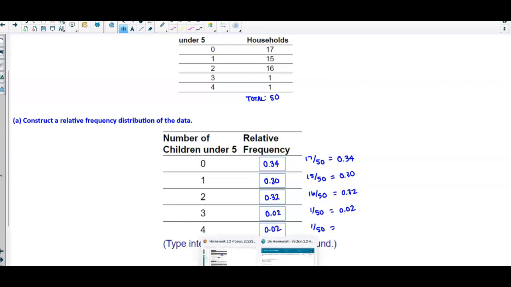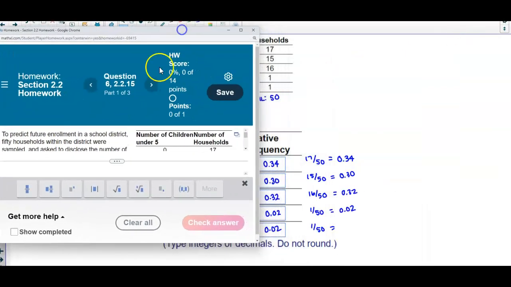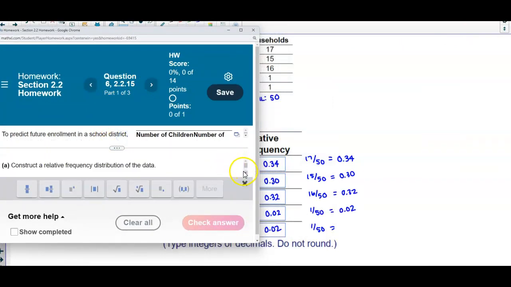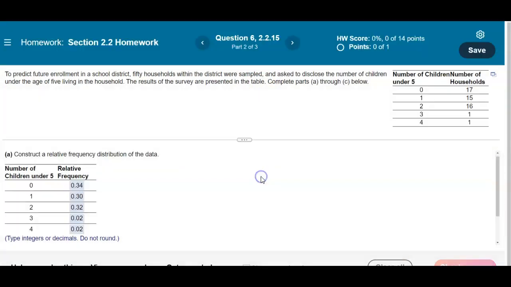Now let's go ahead and then enter this data into our question to make sure that we have it correct. So, putting in our numbers here, we know that for 0, we got a relative frequency of 0.34. Okay, for 1, we have 0.30. And then for 2, we have 0.32. And for 3, 0.02. And then for 4, 0.02. Okay, so let's go ahead and check our result. So checking our answer, there is our result.